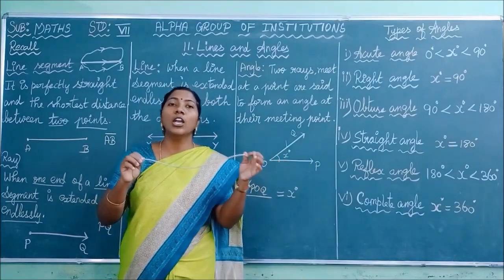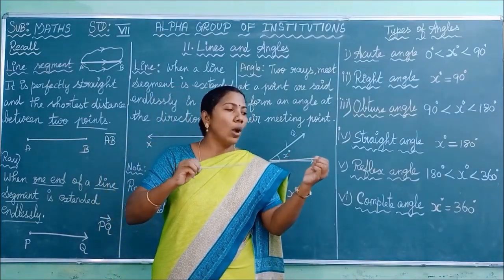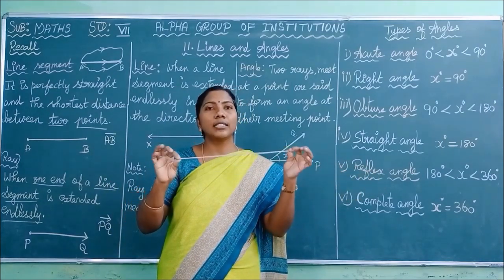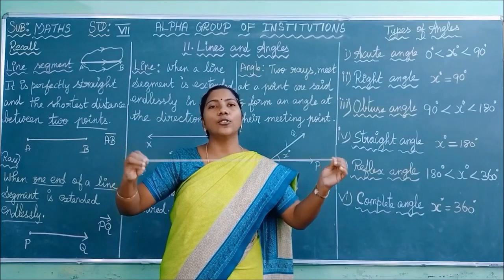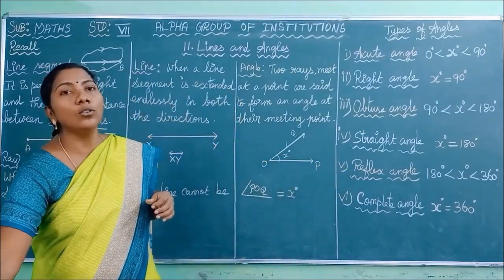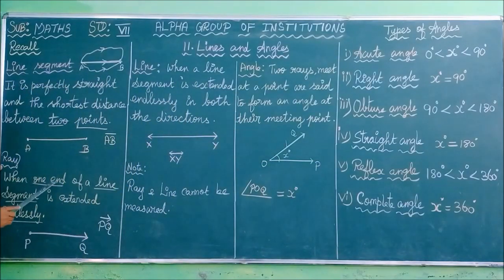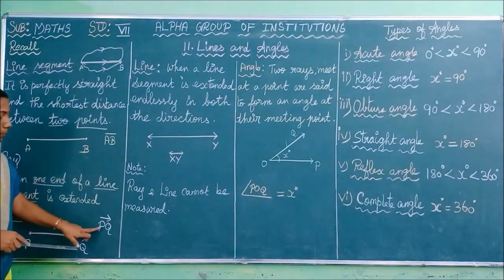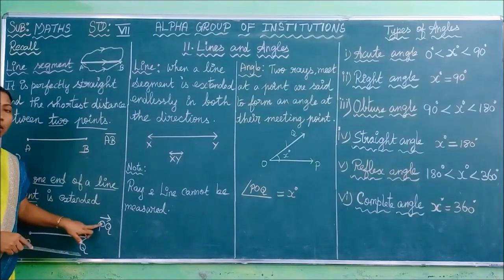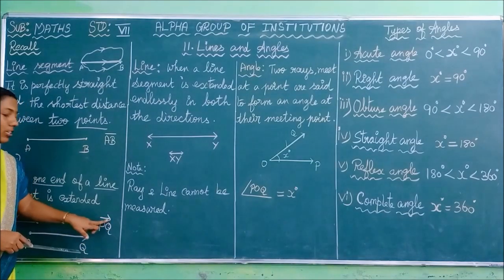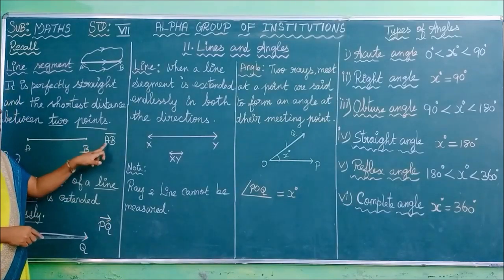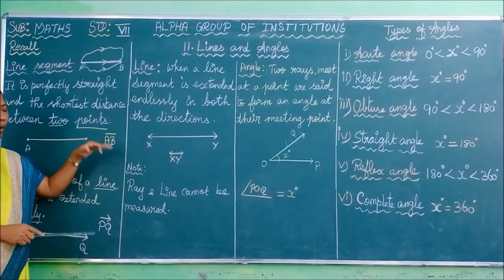This is a line segment. If you extend this line segment in one direction, you get a ray. If you extend this line segment in both directions, you get a line. Once again, we are going to see the definition of ray and line. What is meant by ray? When one end of a line segment is extended endlessly. Endlessly means it does not end, it goes on. The notation for a ray is to write PQ and draw a ray symbol above the letters PQ. Similarly, we write the line segment as AB with a short bar above the letters.